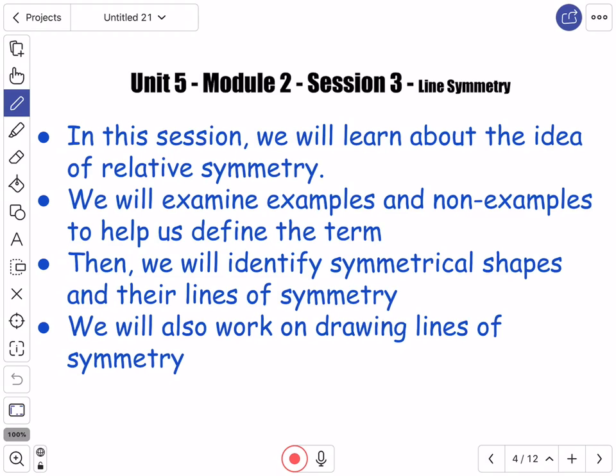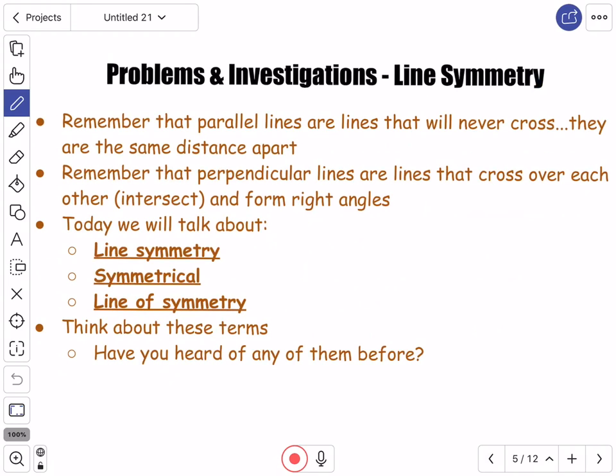All right, so moving on to Unit 5, Module 2, Session 3, Line Symmetry. In this session, we will learn about the idea of line symmetry. We will examine examples and non-examples to help us define the term, and then we will identify symmetrical shapes and their lines of symmetry. We will also work on drawing lines of symmetry.